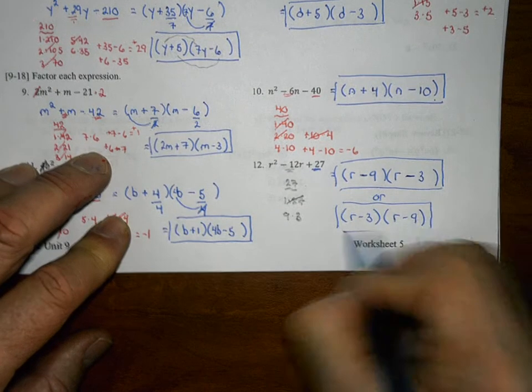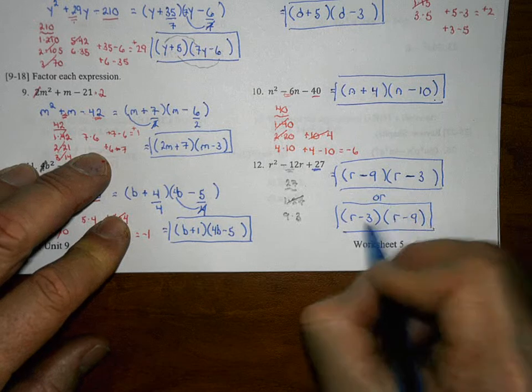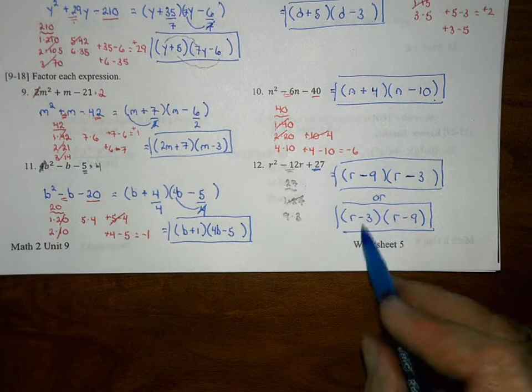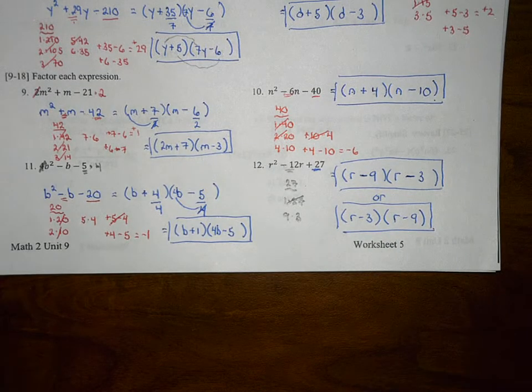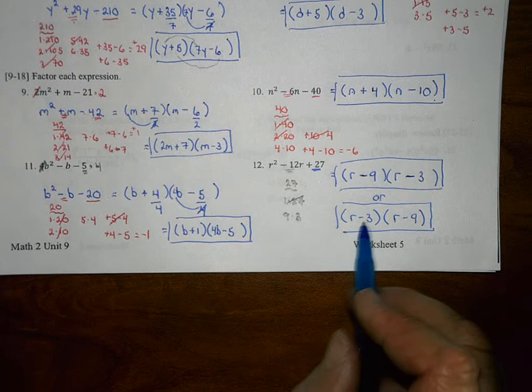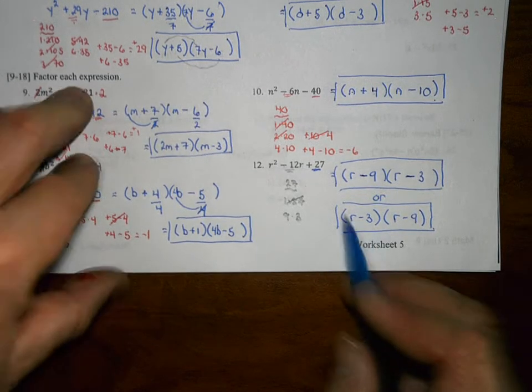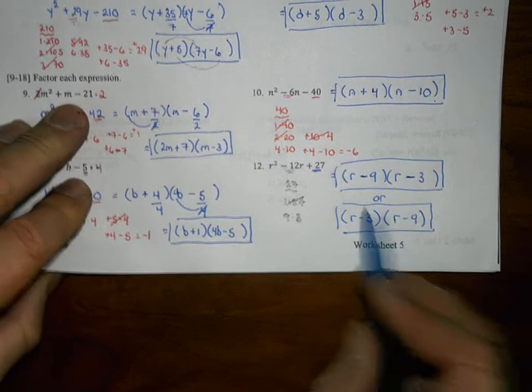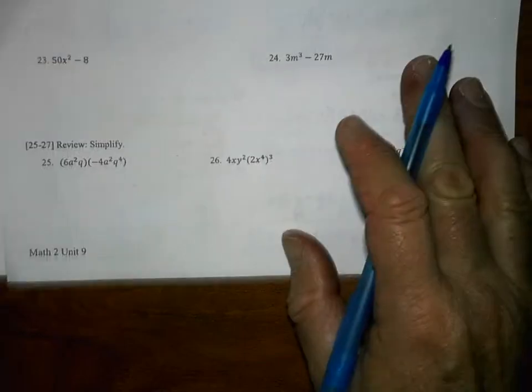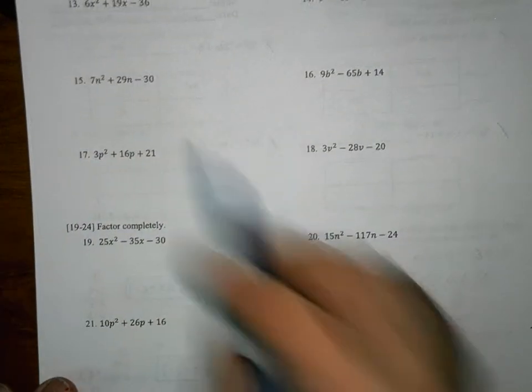Okay, so the order that you put the parentheses in doesn't matter, and the reason is because by the multiplication property, it is reflexive. So we could flip the values around. Okay, number 13. I have a leading coefficient of 6. There we go, now you can see it.